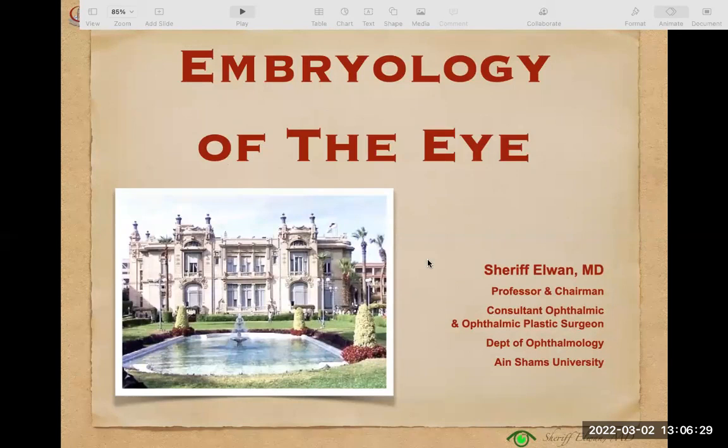So we shall start with the embryology of the eye. By embryology, we mean the science of studying intrauterine fetal life, development, and organogenesis of the human embryo till birth. In our part of embryology, we are going to study the development of the eye and adnexa.